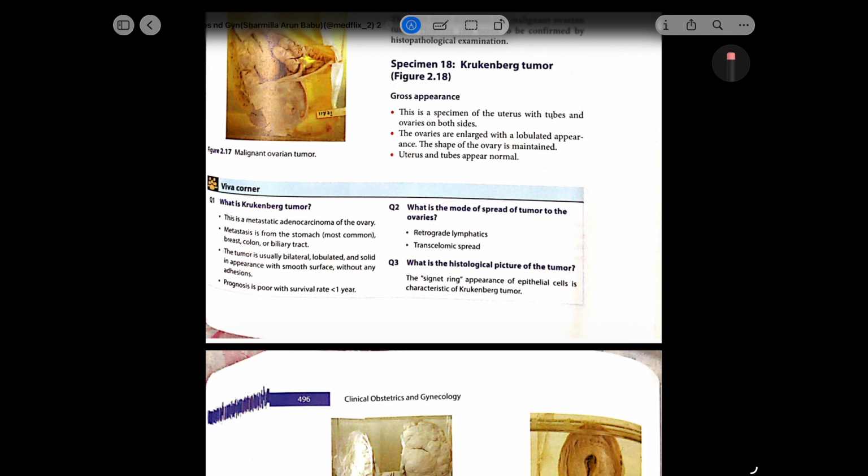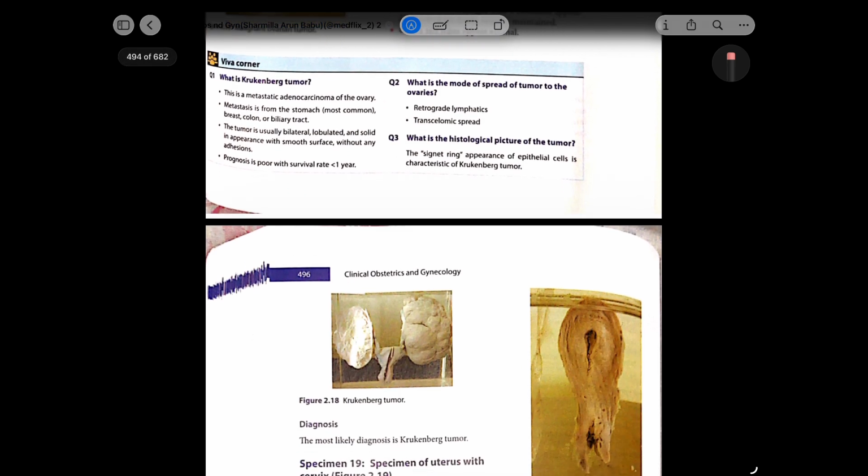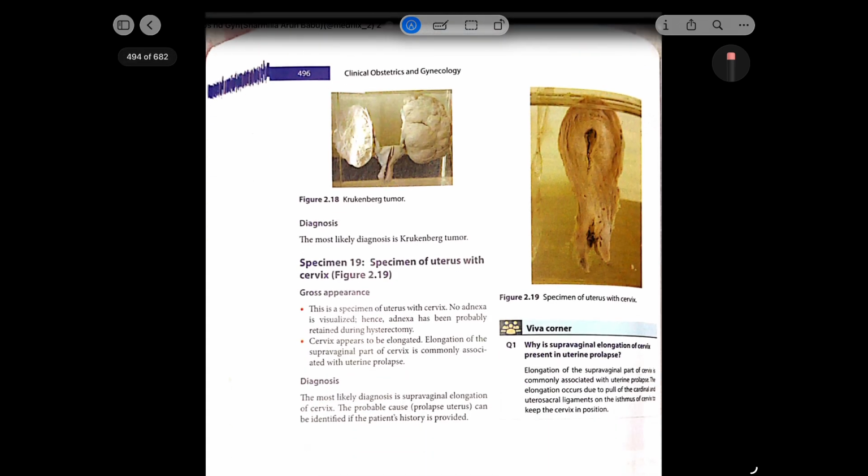What is the mode of spread of tumor to the ovaries? This is also asked so many times. Retrograde lymphatics and transcoelomic spread. What is the histological picture of the tumor? The signet-ring appearance of epithelial cells is characteristic of Krukenberg tumor.